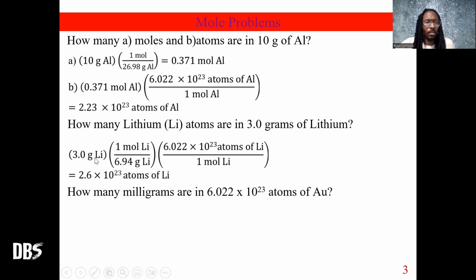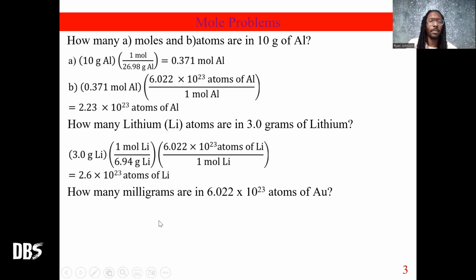Key thing, right? In order to go from grams to moles, we use molar mass. And if I need to get to atoms, I got to use Avogadro's number. Notice a common key unit is moles. So we're going to be using moles a lot in chemistry.